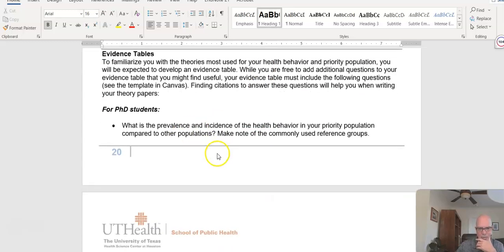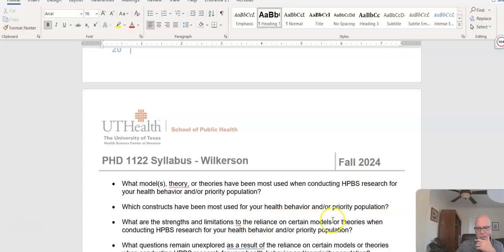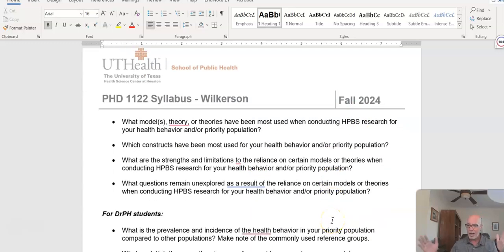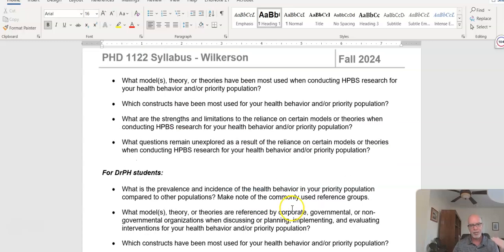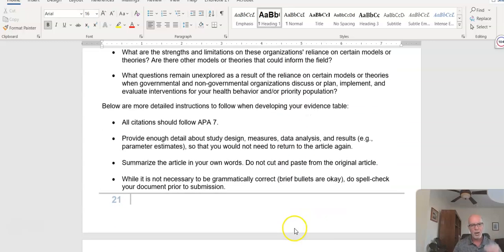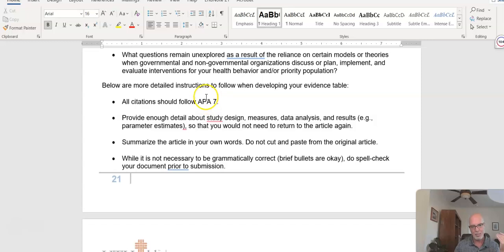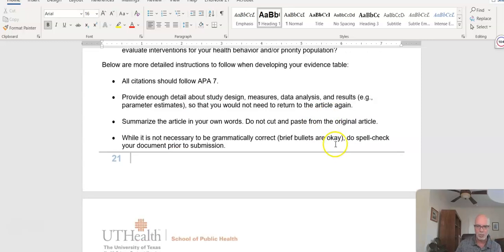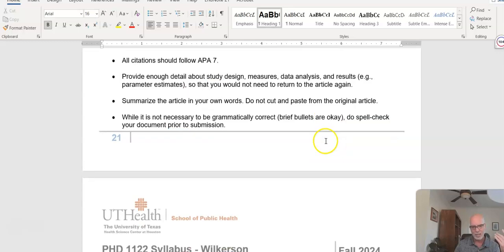With the evidence tables, you can see I give students specific questions I want them to answer. I give them a template that they need to complete. So basically, they are filling out a template, and these questions are embedded in the template. And I give them specific guidance for how it should be filled out. It needs to be APA 7. They need to provide enough detail that they never have to see the article again. They should not cut and paste, put it in their own words. Check for grammar, but use bullets, that's fine, right?